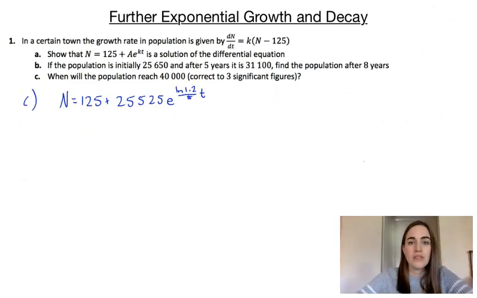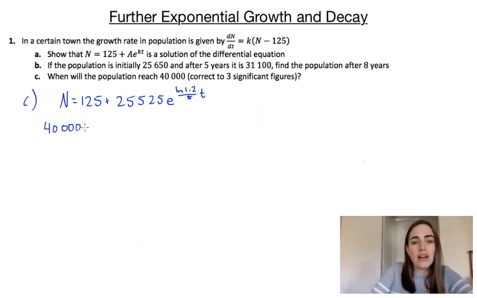For part C, we're asked to find when the population will reach 40,000, correct to 3 sig figs. So we're going to pop our 40,000 over here in our equation. So that's going to equal our 125. So this equation is just the one we figured out in the earlier parts of the question.